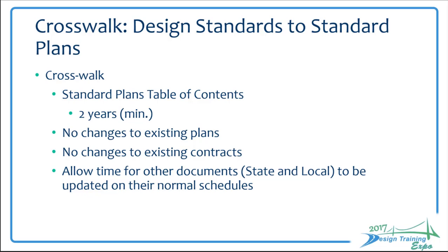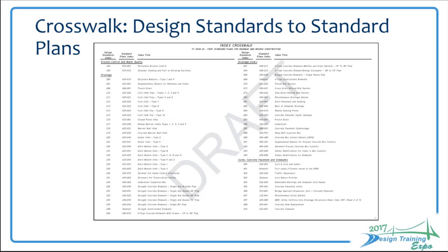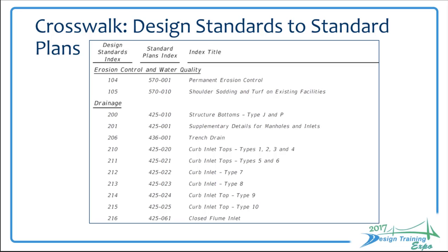And this will also allow for a time period where maybe other agencies, state and local, could get some of their documentation or their guidelines updated to match with the new standard plans numbering system when they rely on our document for assistance. So what does the crosswalk look like? In a zoomed in view here, you can see that we're basically laying out the crosswalk so that it is numbered and organized based on the previous design standard index numbers. So someone who's familiar with that order can go into that crosswalk and quickly find out what the new number is.